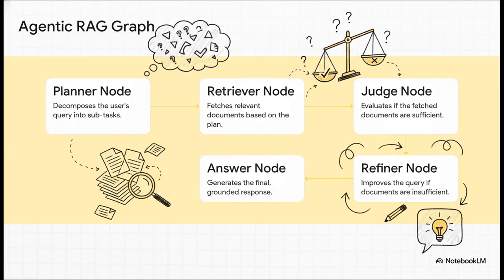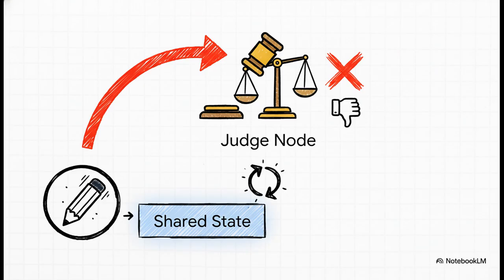Now look at how this completely transforms our simple RAG workflow. It's not just a chain anymore, it's a sophisticated agent process. A planner node might break down the query first. The retriever goes and gets documents. But then, and this is crucial, a judge node steps in to evaluate the quality. Is this context actually good enough to answer the question? And here it is. This is the aha moment.